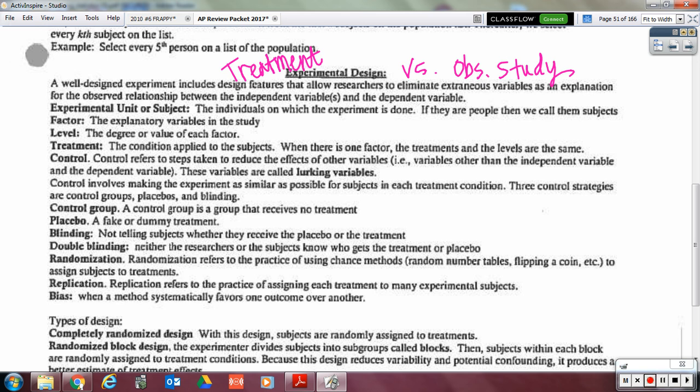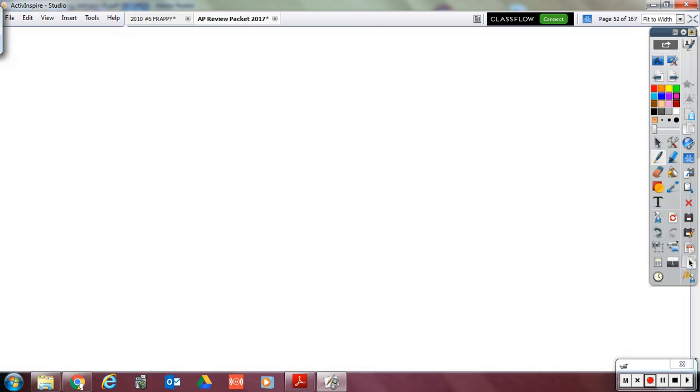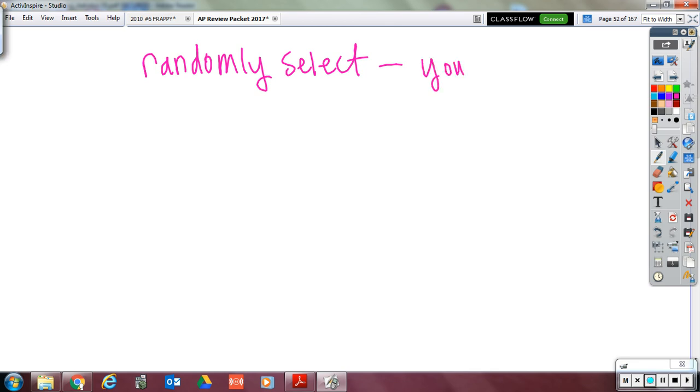Now, I don't have this on this page, so let's write this down. If you randomly select from the population, that does not allow you to draw a cause and effect. What does a random selection from the population make happen? What will be the quality of my sample? It'll be representative. So if my sample is like the population, then you can generalize.